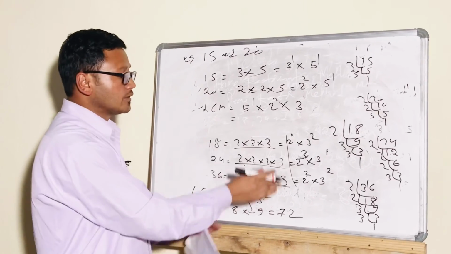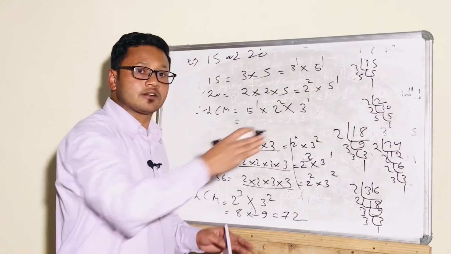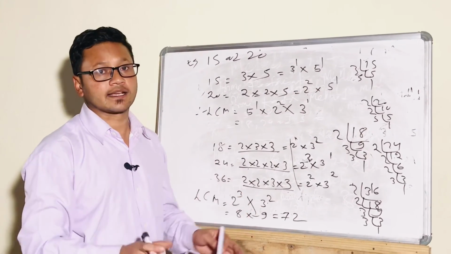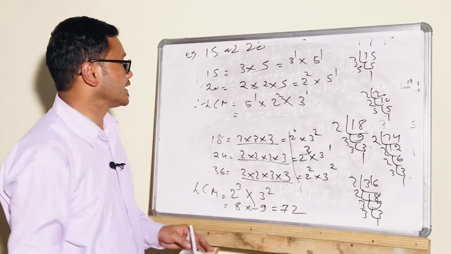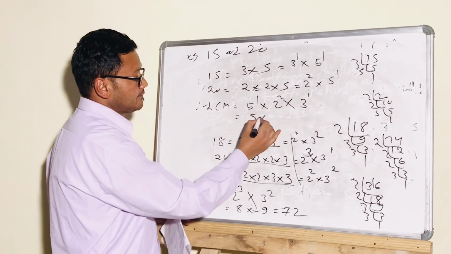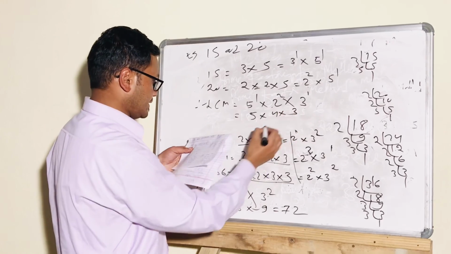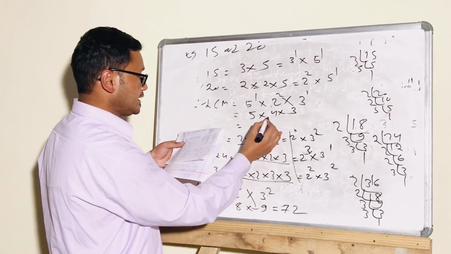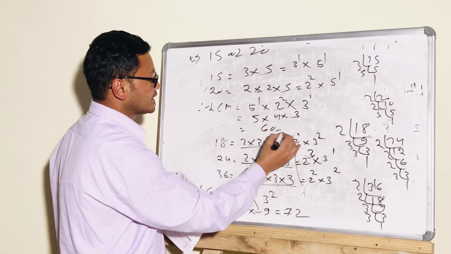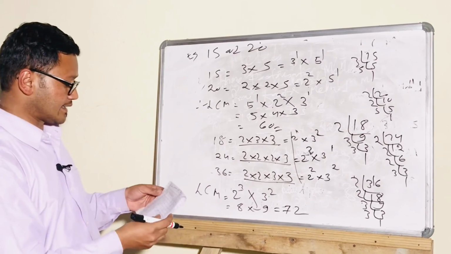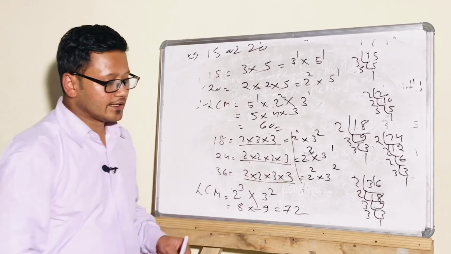Not only the common numbers, but the number which is not common, that number you have to take. So 5 ones are 5, 2 twos are 4, then 3. That means 5 fours are 20, 20 threes are 60. This is the LCM of 15 and 20.